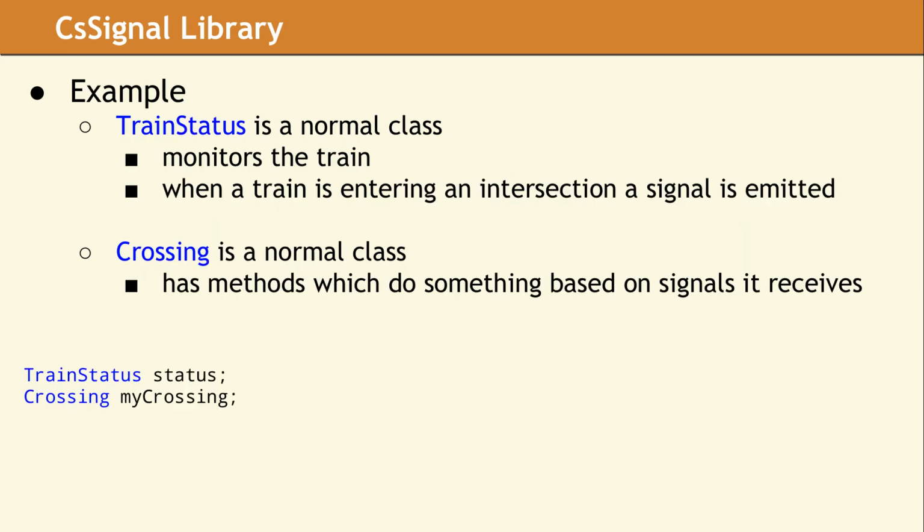Here is the example we are going to use. Consider what should happen when a train is approaching an intersection. Train status is a normal class, and it's going to monitor the train. When a train is about to enter an intersection, a signal should be emitted. When the signal is emitted, we want crossing to be notified and then take some predetermined action.